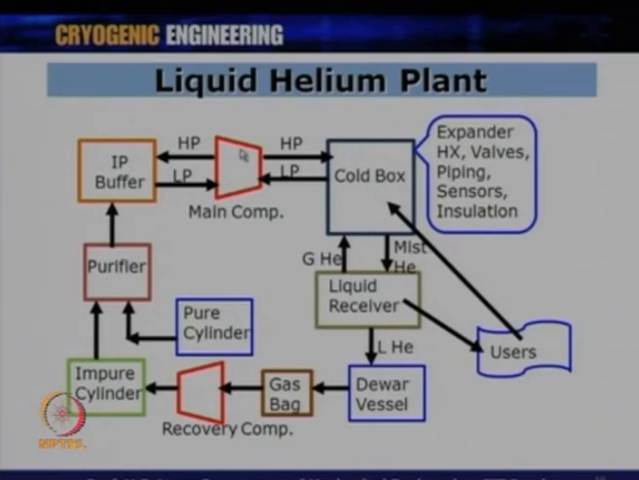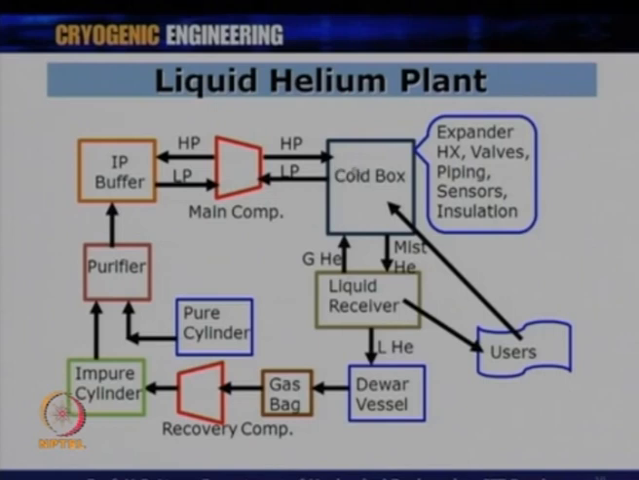So, high pressure gas from the compressor gets into the cold box and the liquid is produced in the cold box, which goes to the liquid receiver. So, the mist helium, that is the vapor plus liquid, comes over here, the liquid gets received and stored over here, and the remaining gas goes back at low pressure and the cycle continues.